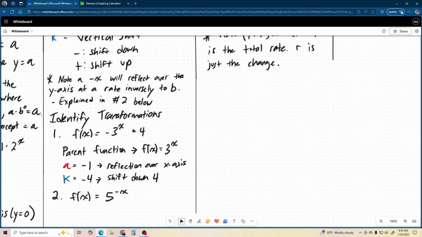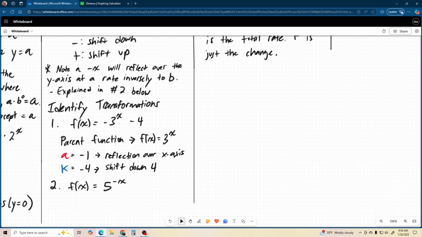So let's go ahead and do a couple problems. Let's do an easier one first. Identify transformations. If we have f of x equals -3 to the x minus 4, first of all we have to identify the parent function. In this case, it's 3 to the x. So this part is the parent function, and the negative and the -4 are the transformations. If a is -1, because this is negative, it's the same as -1 times 3 to the x. So with a of -1, it's going to be a reflection over the x-axis. And k, if it's -4, is going to shift it down 4.